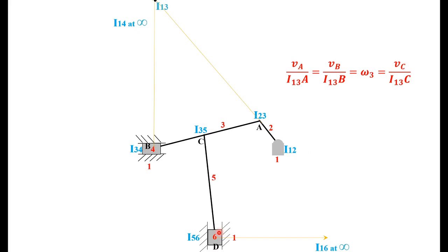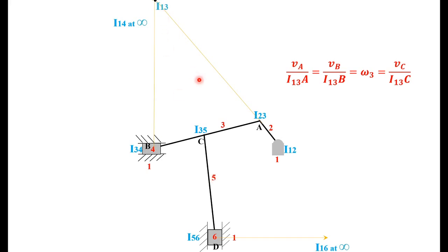So C and D are points of the same link 5. Clear? Then we have VC, we have to find VD. So the appropriate center is the absolute instantaneous center of 5. What is the absolute instantaneous center of 5? I15. So you locate I15.